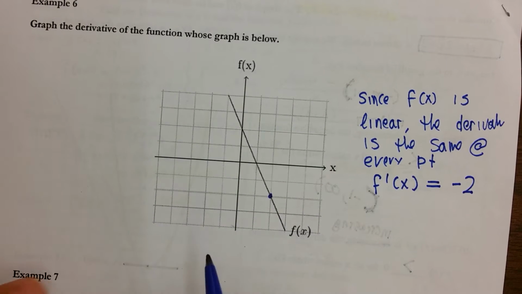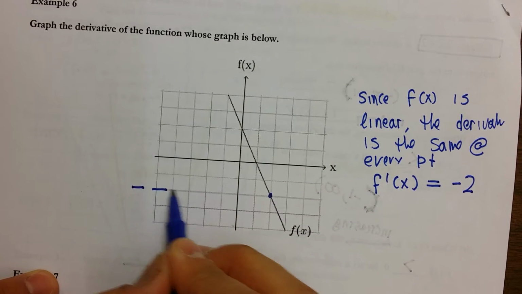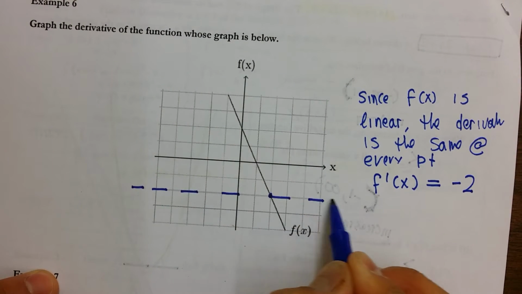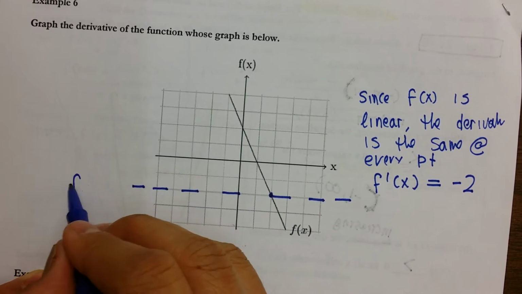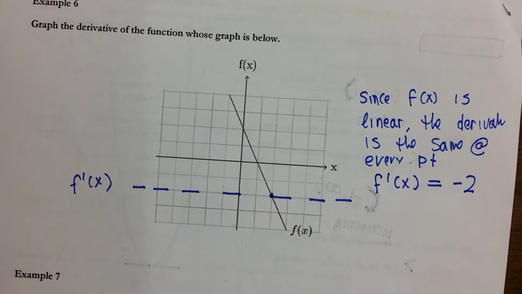So then you just draw a horizontal line at -2. This is the graph of f prime, and you're done. Okay.